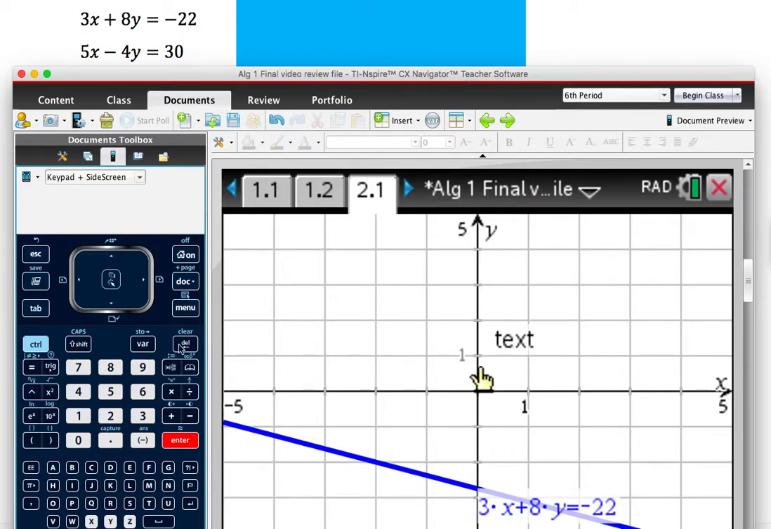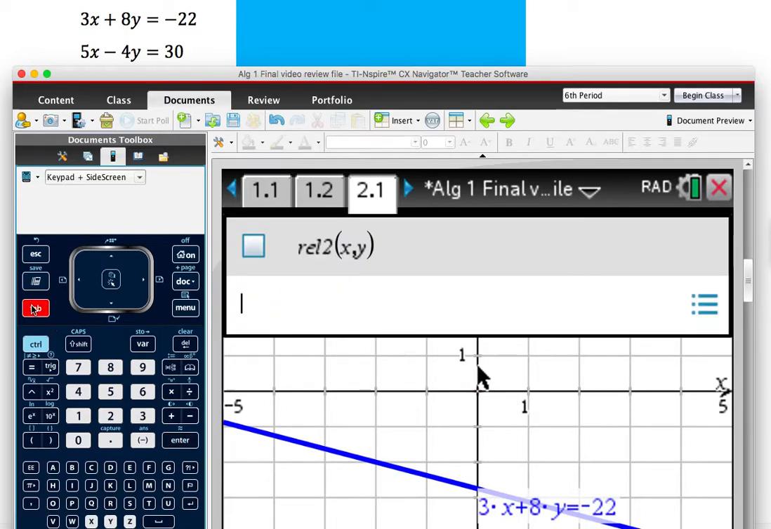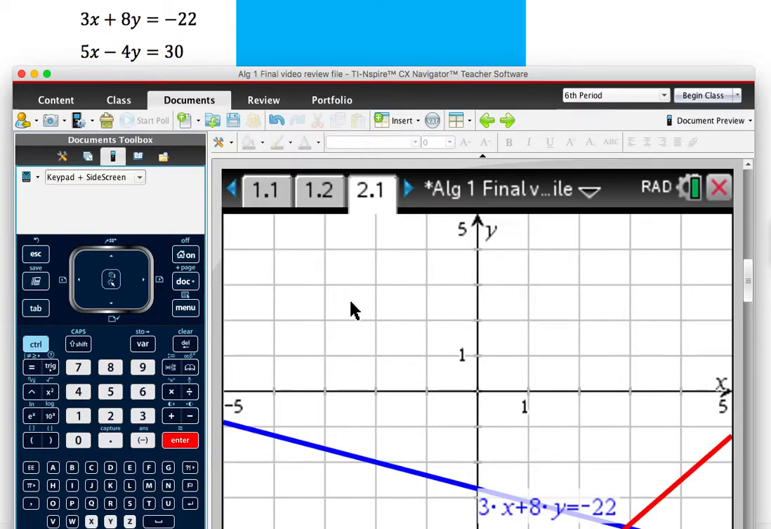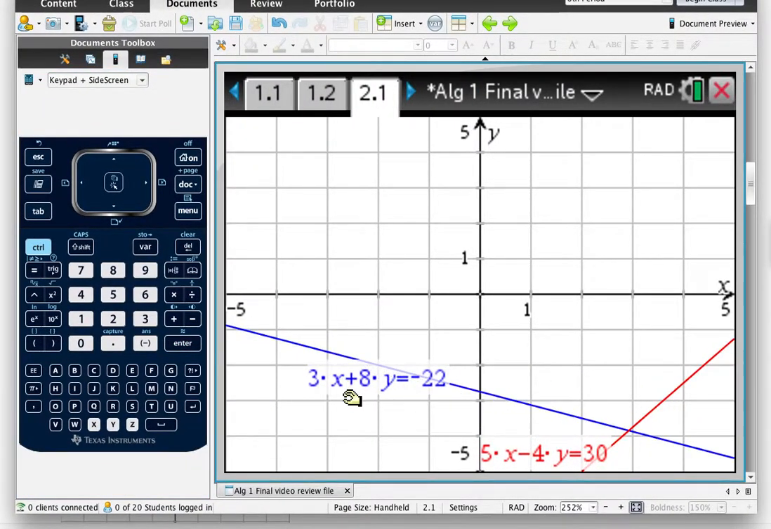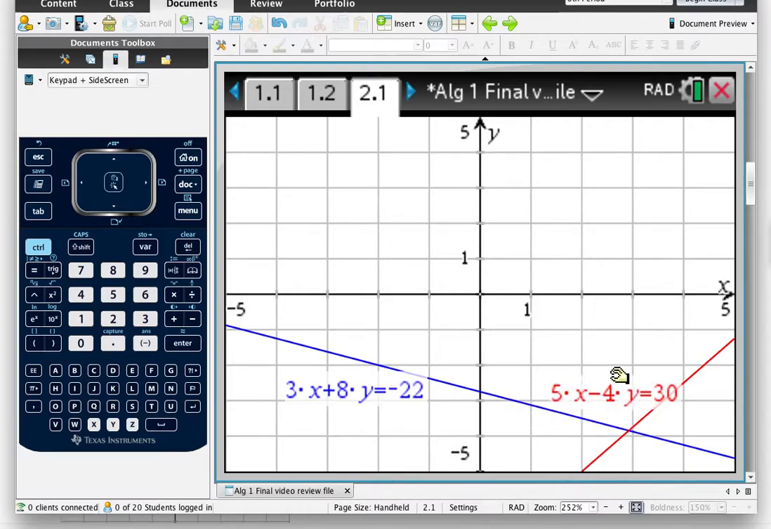your graph looks like. Now I'm going to graph the next one, so I'll have to push tab to pull up my formula bar again. 5x minus 4y equals 30. Push enter, and let me move my graph up so we can see it. So here's the blue line, here's the red line, and I want to know when are those intersecting, okay?